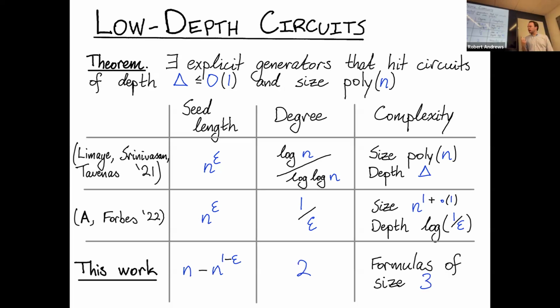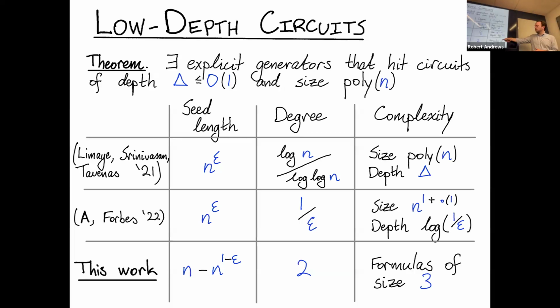In what I'm going to tell you about, you can get much better complexity for the generator. You can compute each output of the generator with a formula of size 3, so constant size formula. The generator has degree 2, all the outputs are quadratic, but you lose out a lot in the seed length. Now the seed length is basically n, but it's n minus n to the power 1 minus epsilon. So it's a non-trivial seed length. There's actual content in this theorem, but this is not useful for derandomization. It's just interesting as a construction that you can actually get these very efficiently computable generators that do something non-trivially pseudorandom.